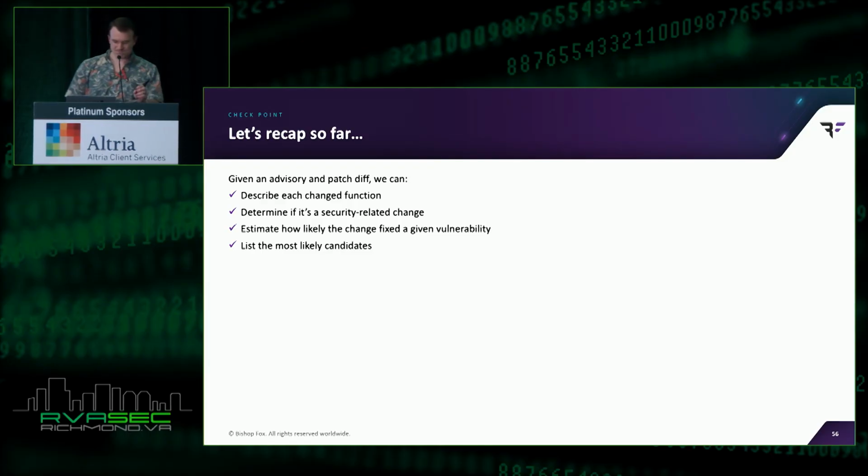All right, thanks, Josh. Let's pause and recap where we're at so far. Given an advisory and a patch diff, we can do a couple things. We can describe each of the functions that changed in the diff. So whereas you might just have some assembly or even pseudocode, we can generate a prose summary of what's happening in that change, which is pretty useful on its own. We can ask, is it a security-related change? We can estimate if that change seems related to the vulnerability that's described in the advisory that we care about, and then we can rank them according to the most likely candidates.